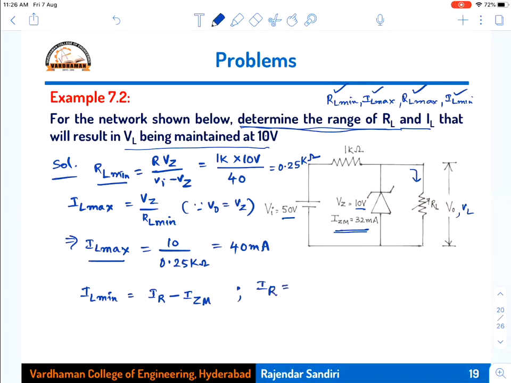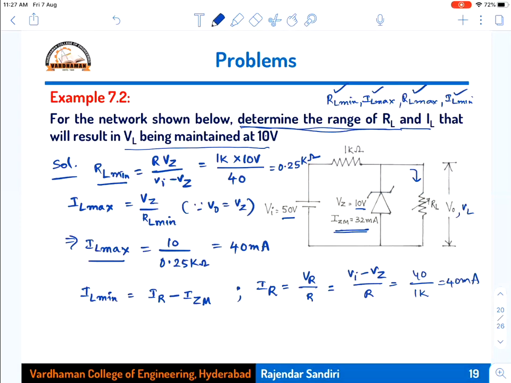IR is equal to VR divided by R. How much is VR? VR is nothing but Vi minus Vz. The Vi is 50. 50 minus 10 is 40. Directly, right? 40 divided by the R value, 1 kilo ohm. 40 divided by 1 kilo is 40 milliamperes, which is IR.